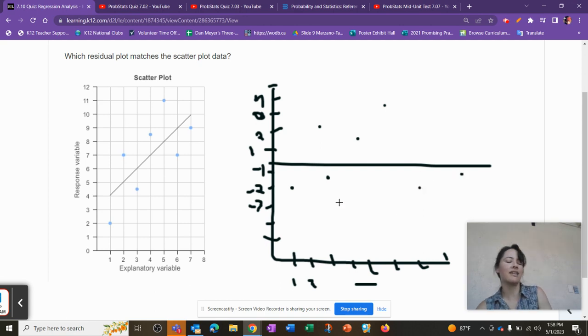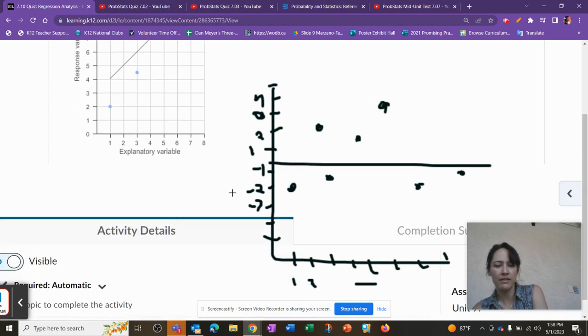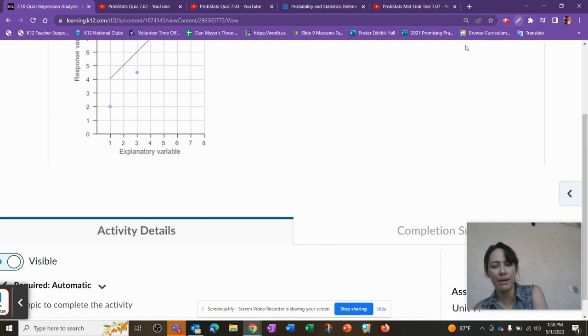So something like this. I can't scroll down. Let me see if I can scroll down to see it. But this is my residual plot, looking at the graph very quickly and estimating the differences, doing some mental math, and then trying my best to plot them. So something like this. Let's go see. All right, here we go.